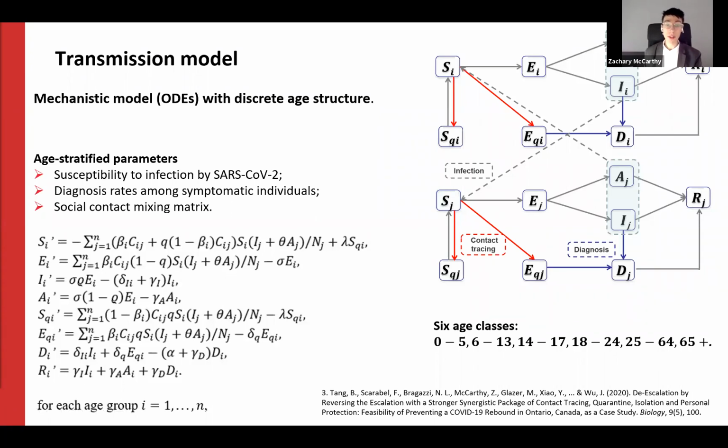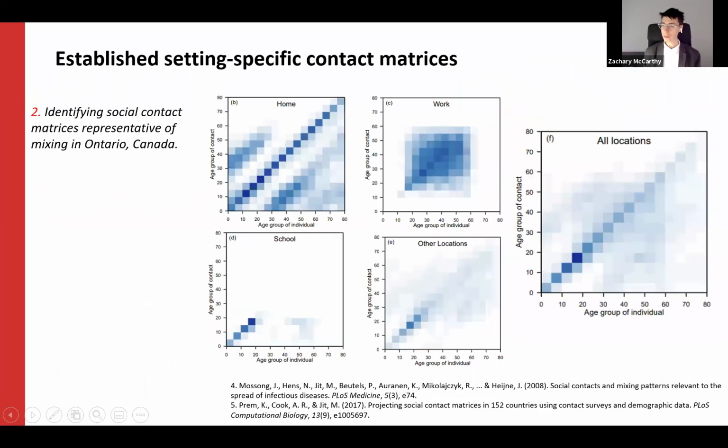So these are 0 to 5, 6 to 13, 14 to 17, 18 to 24, 25 to 64, and 65 and above. The reason we choose these age classes is because these are representative of, say, daycare ages, primary school ages, high school, university and maybe young adults, the workforce, and seniors. And on the bottom left here, you see one way to write down the model equations. So this is our transmission model.